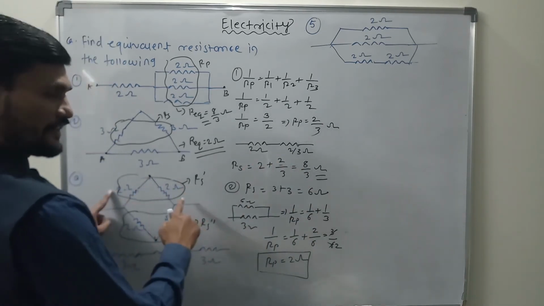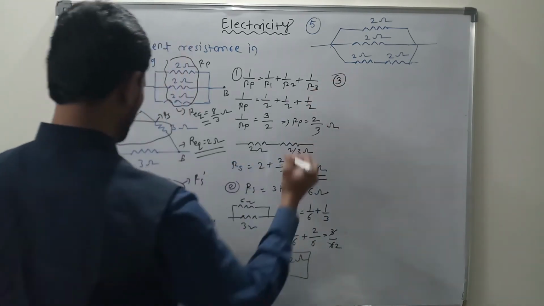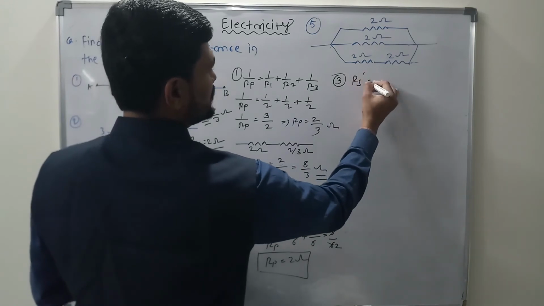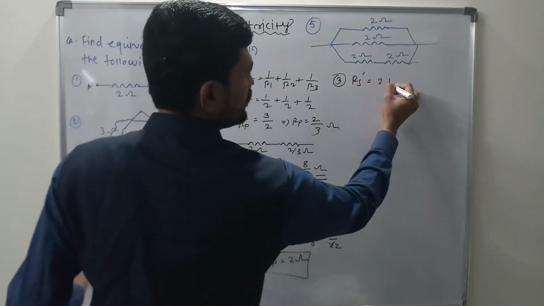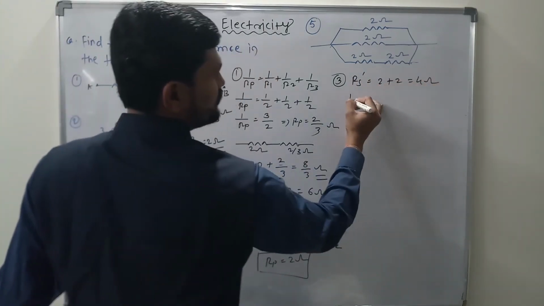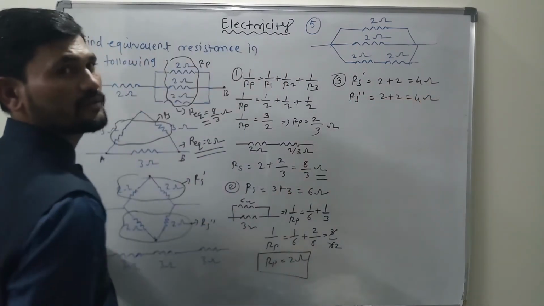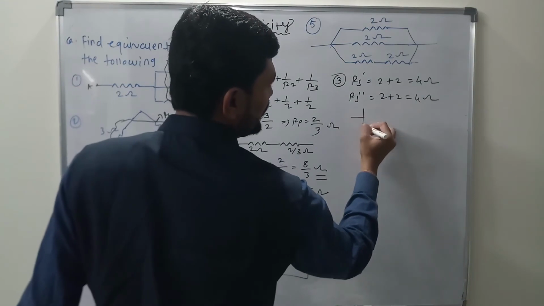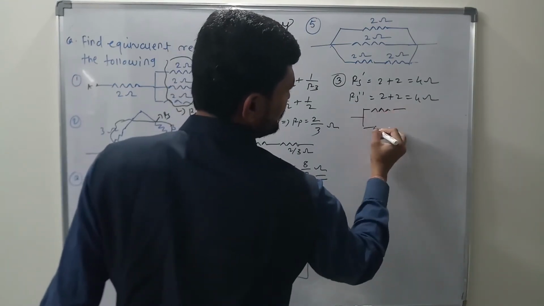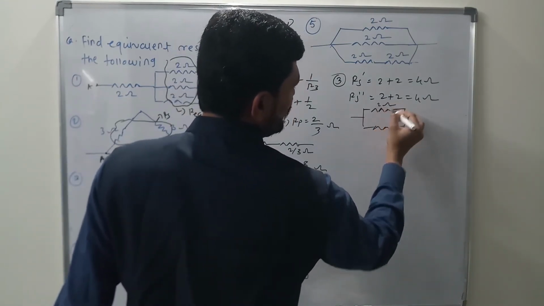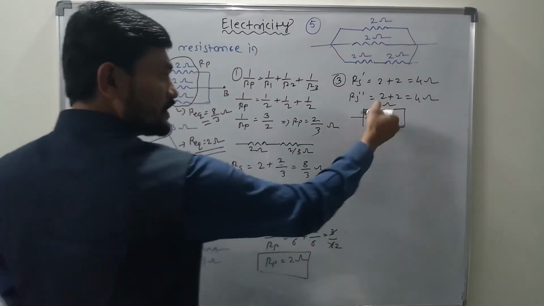So when they are connected in series, the third one, that is RS dash, is equal to what? 2 plus 2 equal to what? 4 ohm. Similarly, RS double dash, 2 plus 2, 4 ohm, because the resistance is the same. So then how are they connected now? They will become like that. This is how the diagram is. So this is 2 ohm, this one is also 2 ohm.